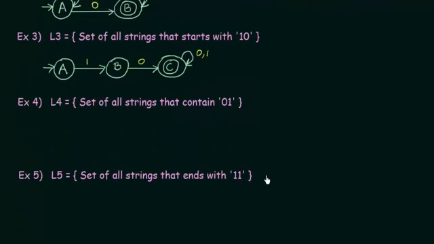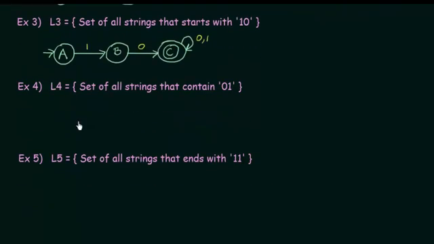Now let's come to the fourth one. So L4 is a set of all strings that contains 0, 1. So here again the position of the symbol 0, 1 does not matter. It could be anywhere. So how do we do this? So first we again start with our starting state, which is state A, and I don't care what it is, in whatever I get in state A, 0 or 1, it can stay here.